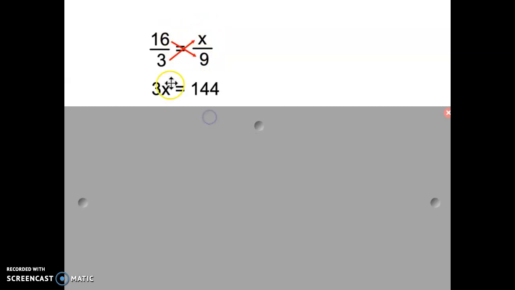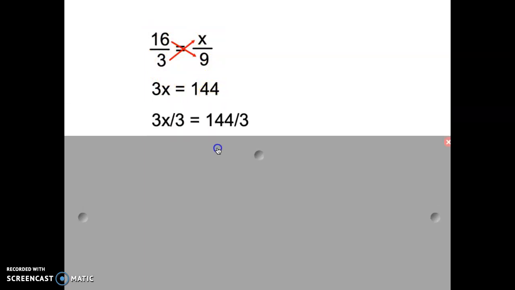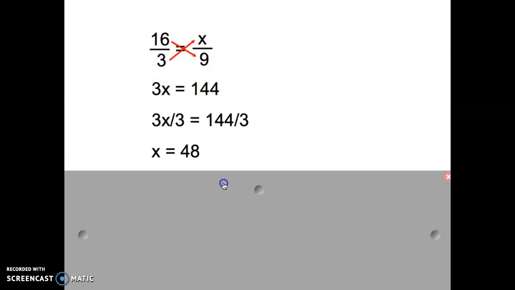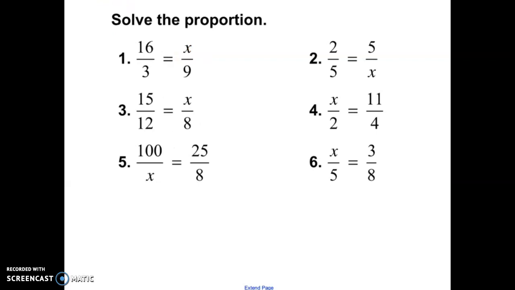So when we cross multiply, 3 times x is 3x. 16 times 9 gives me 144. Divide both sides by 3. And then I'm going to get x equaling 48. All right, let's have you pause the video again and do the other 5.